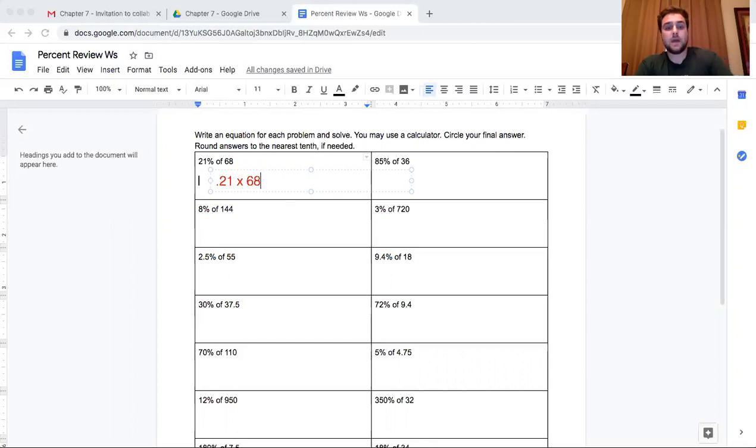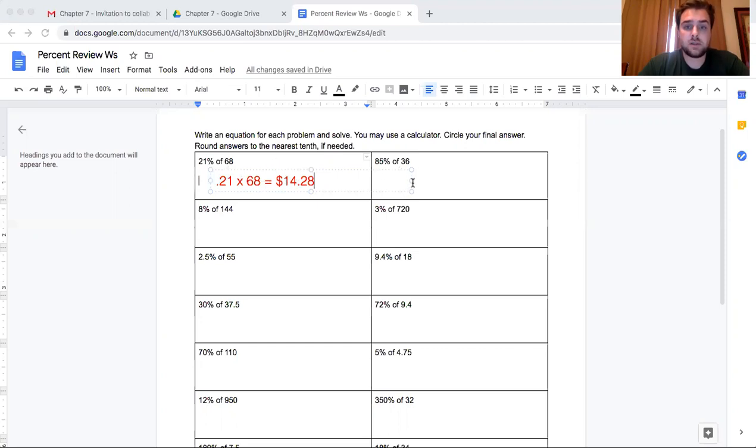68. Now at this point, you can use your calculator to solve. So I would do 0.21 times 68 equals 14.28. So that's how much money you would get off of $68.